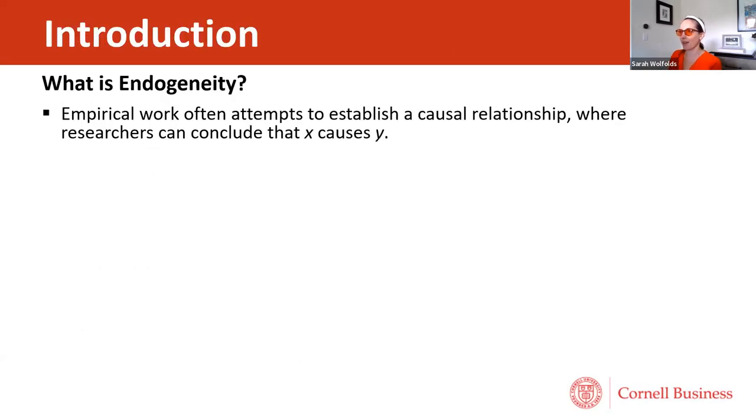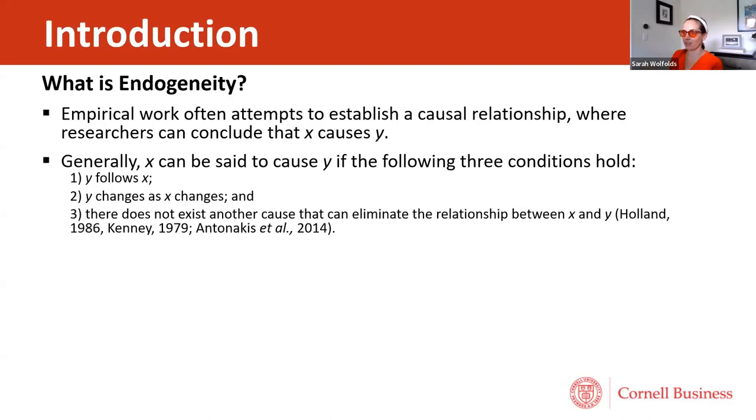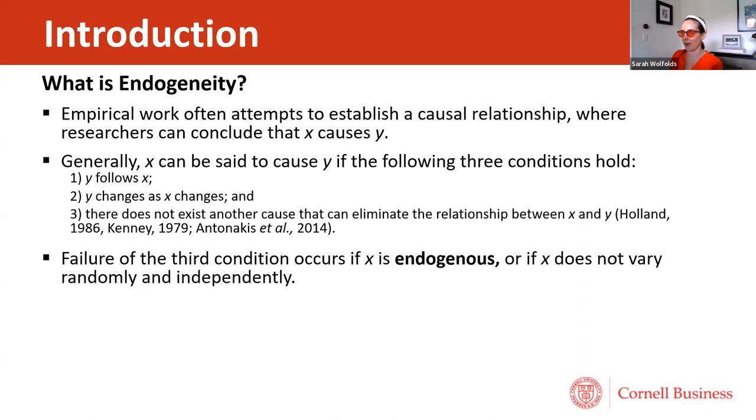Okay, again, I won't spend much time on this because Evan just provided a fantastic overview. So we know what endogeneity is. In general, what we're trying to do is establish causal relationships, being able to conclude that X causes Y. We can think that X causes Y if Y follows X, Y changes as X changes, and there's not something else going on that could eliminate that relationship between X and Y.